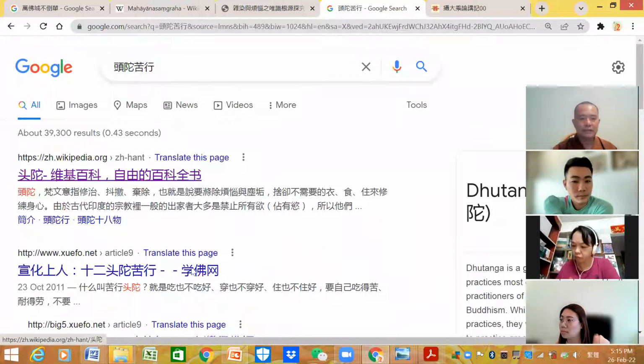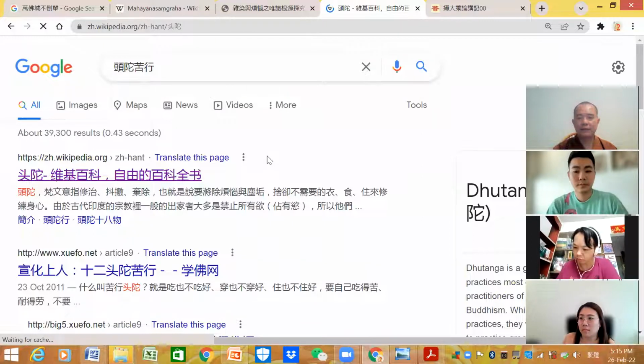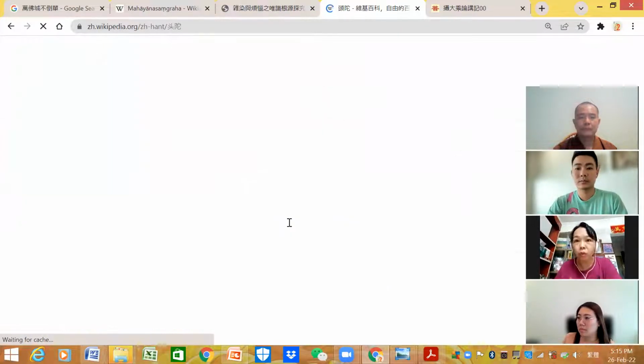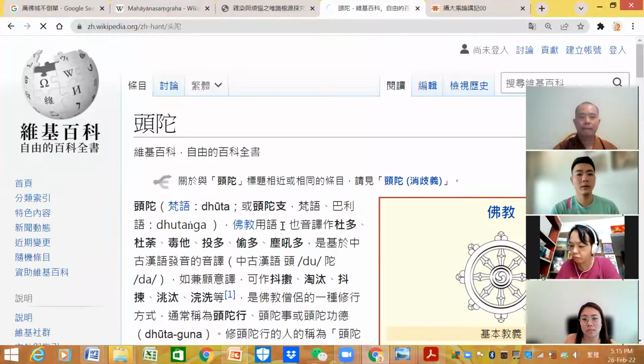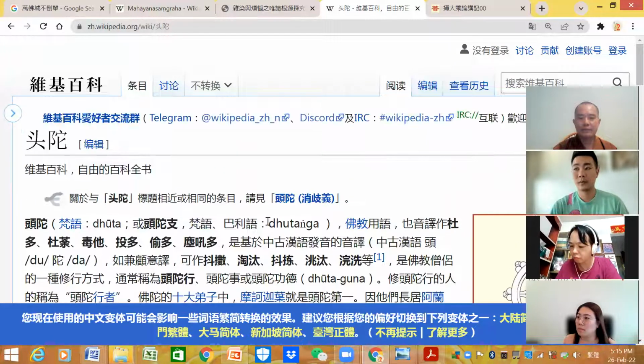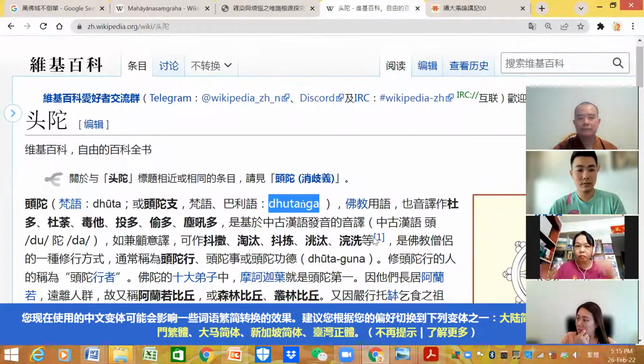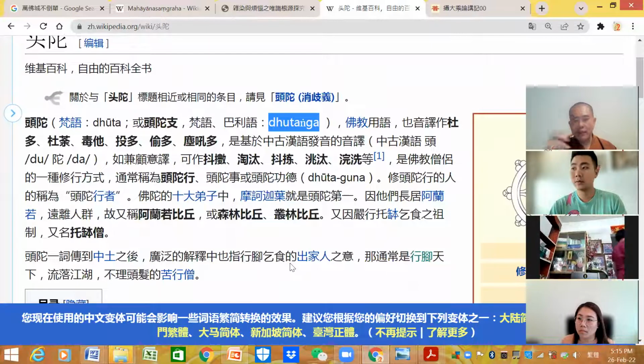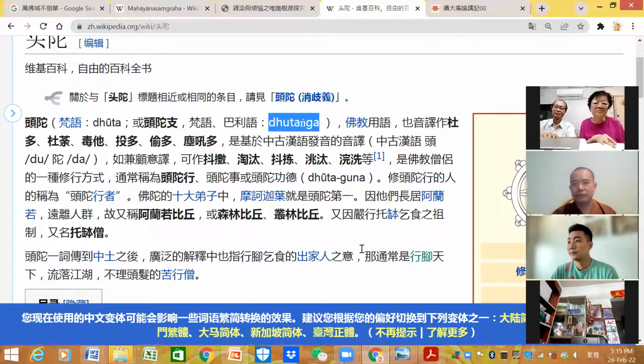Okay, so this is the meaning of the tutanga. Yes, tutanga. Please write down. Ecstatic practice is the meaning of the tutanga. So next time, once you become a forest monk, if you want to experience the life of the tutanga, you are advised to join the forest monks in Thailand.